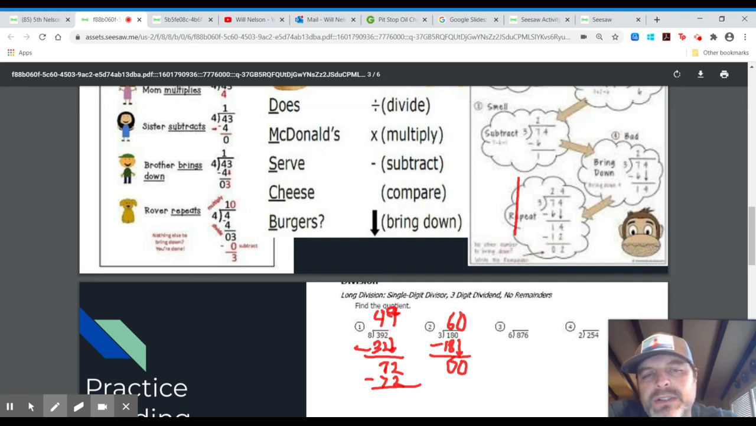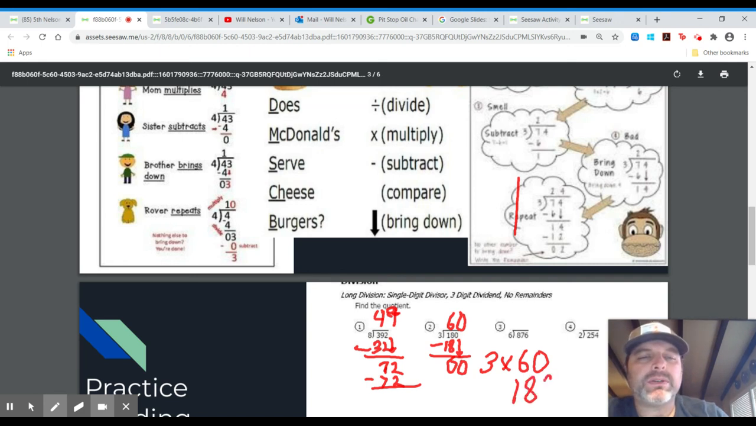And we can check our answer. We can go 3 times 0 is 0, and 3 times 6 is 18. So we have 180. That's how you check your answers, by the way. If you got it right, 3 times the answer will give you the dividend. Or we could use our shortcut method with zeros: 3 times 6 is 18, and we add a 0. Either one works.